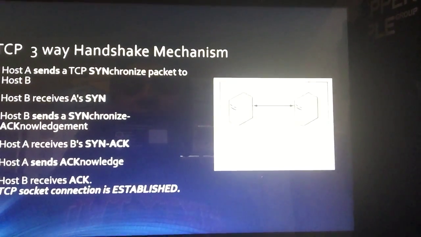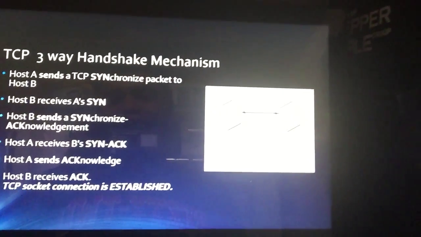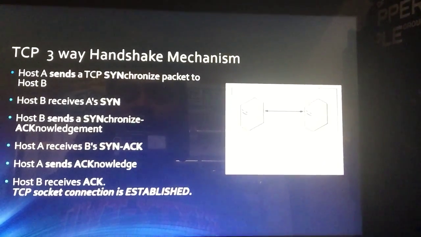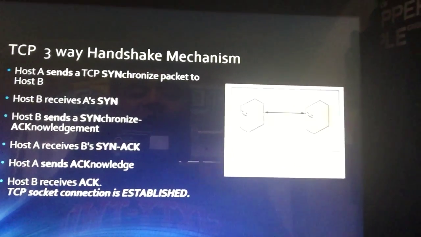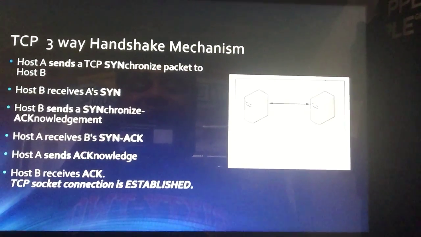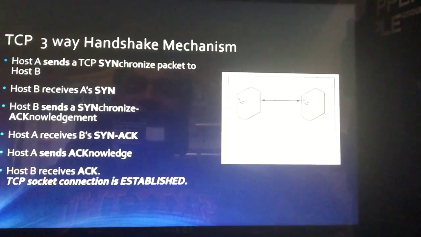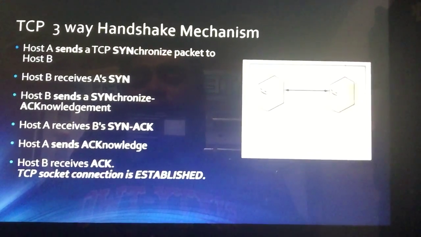Let me introduce you to the TCP three-way handshake mechanism. In this mechanism there are two ends, host A and host B, and there are three basic functions: SYN, SYN-ACK and ACK. So host A sends a TCP synchronize packet to host B.